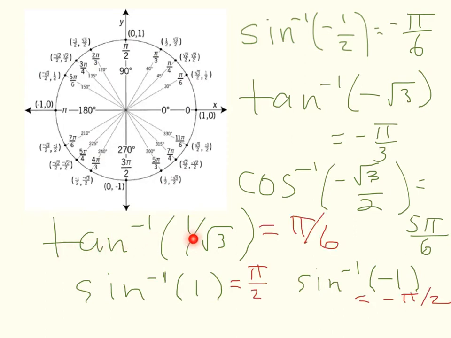Okay, for inverse tangent of 1 over root 3. So here, this is where the y over the x is 1 over root 3. So we see that's pi over 6 radians.